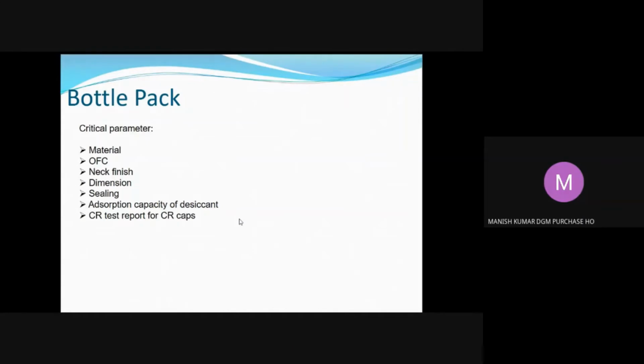And what is the neck finish, because that is a very important part for the sealing of that bottle. And what is the dimension? It should have uniform dimension. Otherwise, if you put the label, you will face curling in the bottles. And the sealing should be proper. The absorption capacity of the desiccant, what I earlier told in the desiccant part, what is the absorption capacity, what is the rate of absorption, and the residual moisture content of the desiccant. Those three parameters are very important for selecting any desiccant. And if you are selecting any caps, the CR test report for the cap is also very important.